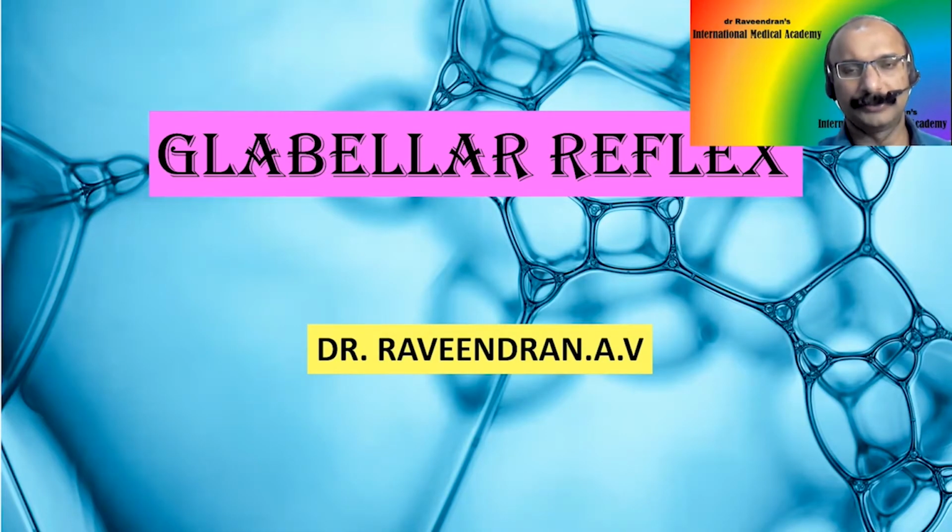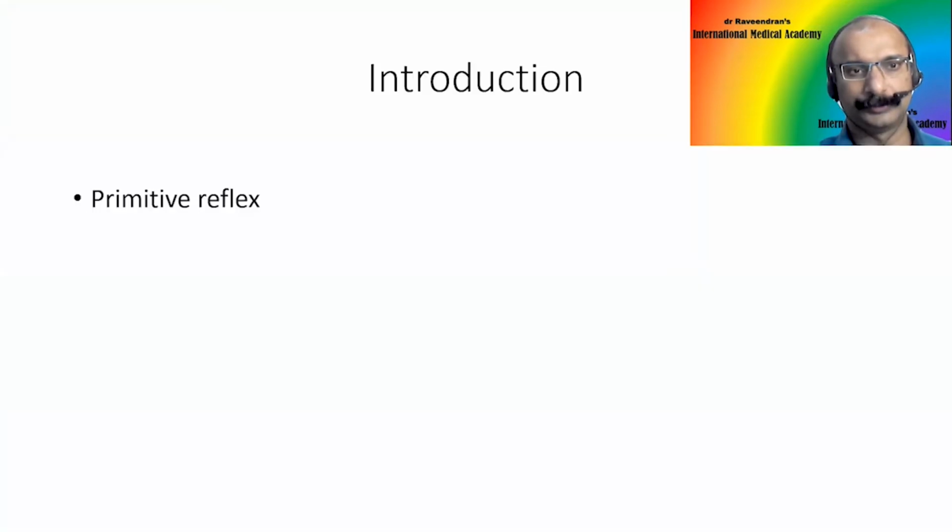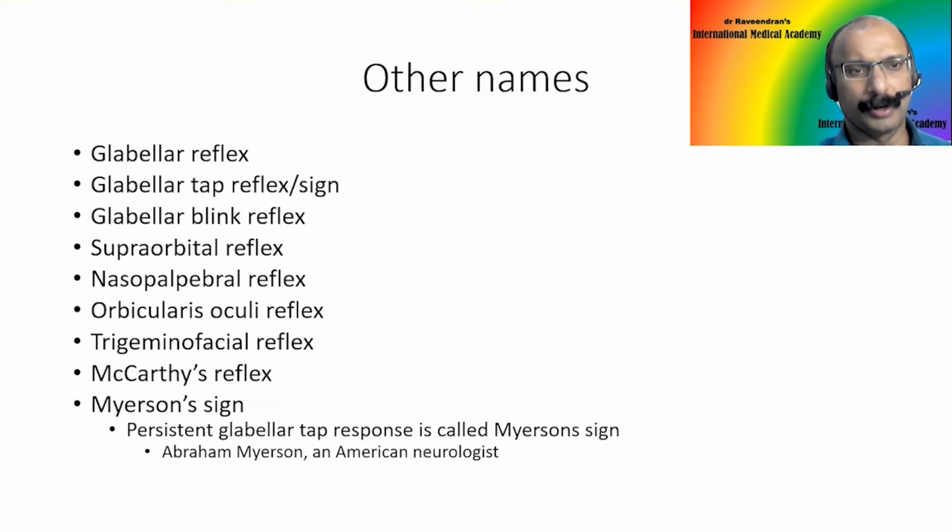Today, we will discuss glabellar reflex. Glabellar reflex is a primitive reflex. It is also called glabellar tap reflex or glabellar tap sign, glabellar blink reflex, supraorbital reflex, nasopalpebral reflex, orbicularis oculi reflex, trigeminofacial reflex, McCarthy's reflex, and Myerson sign. Persistent glabellar tap response is called Myerson sign after the famous American neurologist Abraham Myerson.